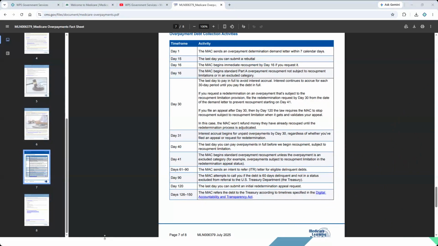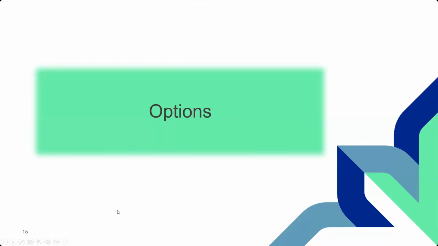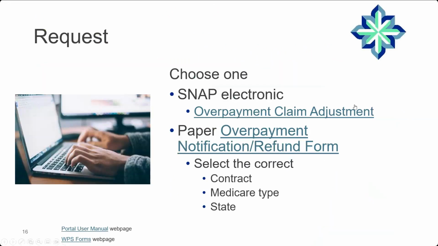All right. I don't see anything else. So next we're going to talk about some options for returning the money. How do you do that? Well, first, choose one. Here are your two options. One, you can return it in SNAP, which is the electronic way, the Secure Net Access portal on the WPS website. You can return the money through the refund process or ask for us to take money back under the overpayment claim adjustment screens. The one that's actually linked here is the overpayment claim adjustment screen.